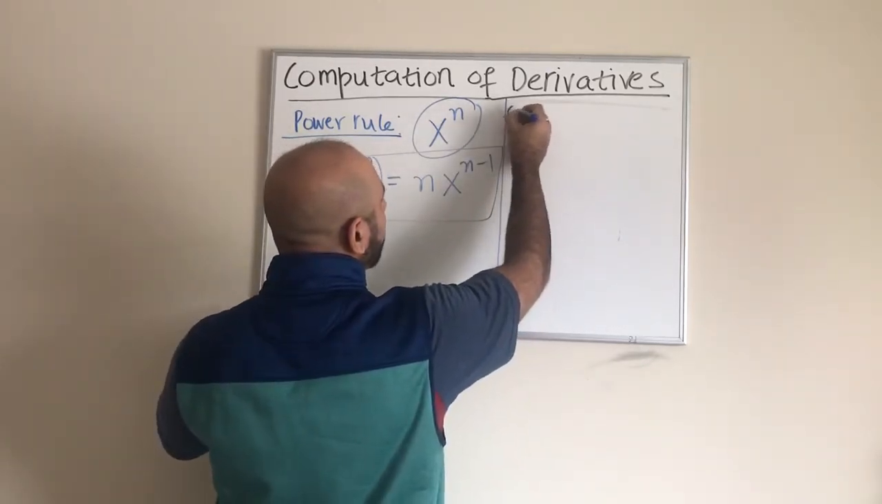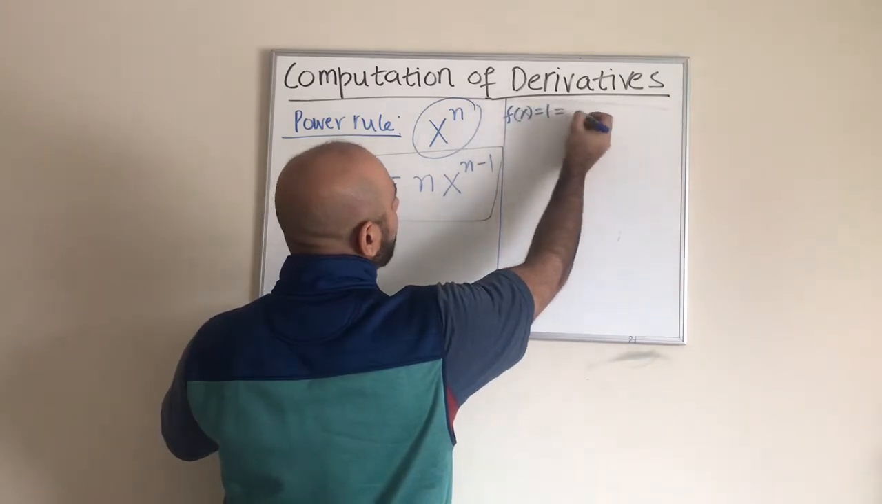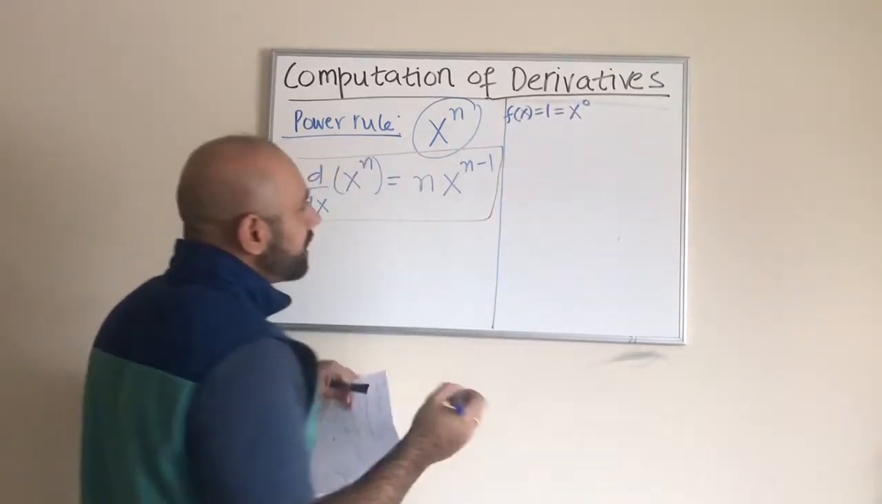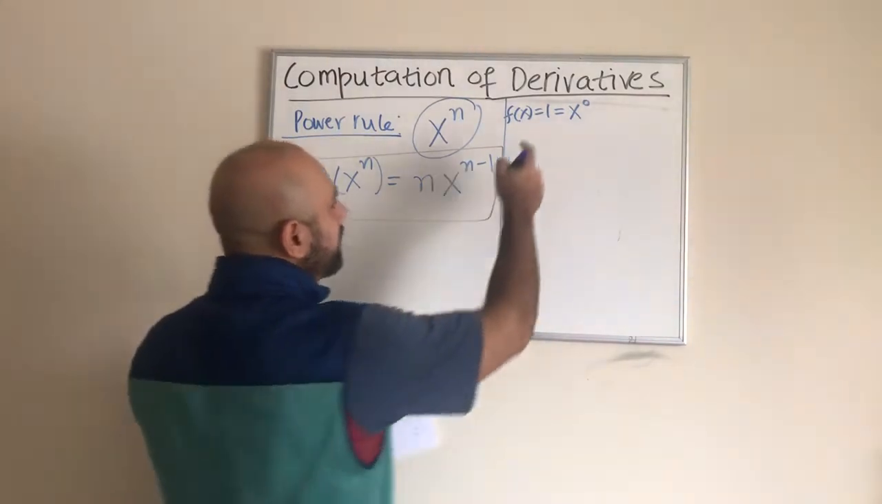So let's say I have f of x equals 1. I can also think of that one as x to the power 0, right? x to the power 0 is 1. So what is the derivative of this function?